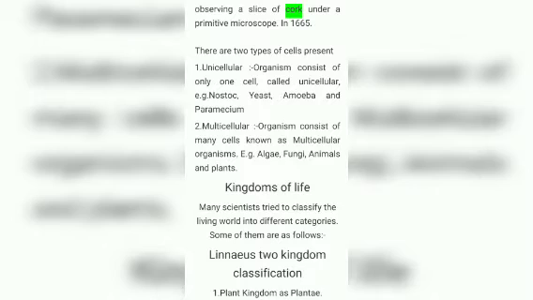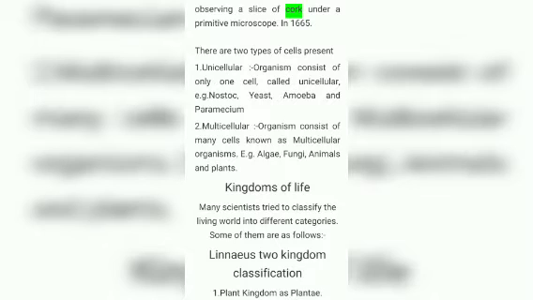The cell was first discovered by Robert Hooke while observing a slice of cork under a primitive microscope in 1665. There are two types of cells present. First, unicellular. The term itself describes its characteristics. Uni means one. An organism consisting of only one cell is called unicellular. For example, nostoc, yeast, amoeba, and paramecium are unicellular organisms.